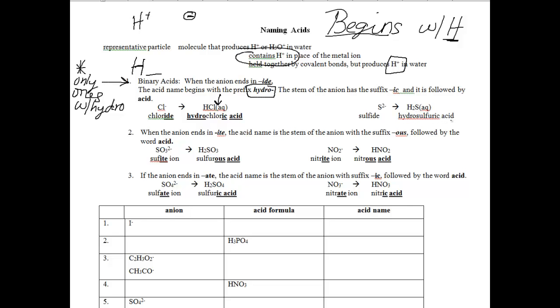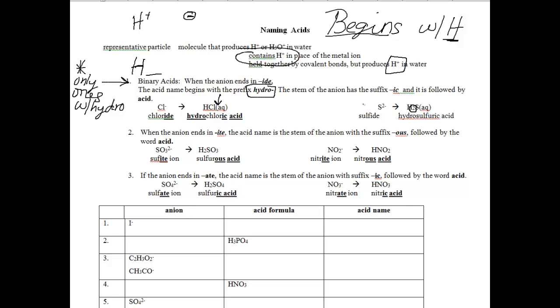Hydrosulfuric acid. So this "ide" turns to "ic" acid because it's binary. We have a hydro in front of it. When we write those formulas, remember it's an H+, so you're still balancing the ions. Since this is a -1, whatever the charge is, that's how many hydrogens you need to balance it out. Charge is 1, 1 hydrogen, HCl. Charge is 2, 2 hydrogens to balance it out, H2S.